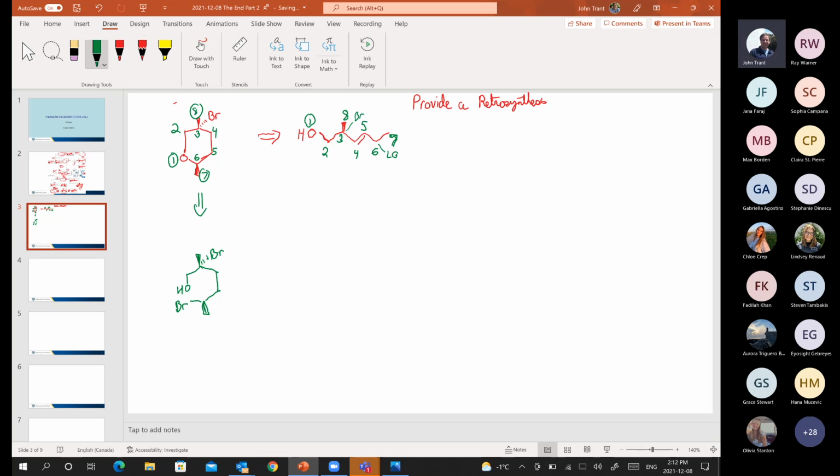Doesn't the ring come from the line? No, yeah. So we're going backwards. So we've gone from ring, we've opened it, so we're going back towards the line. Yes, the ring comes from the line.